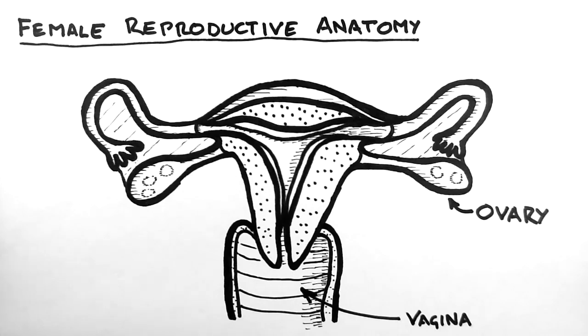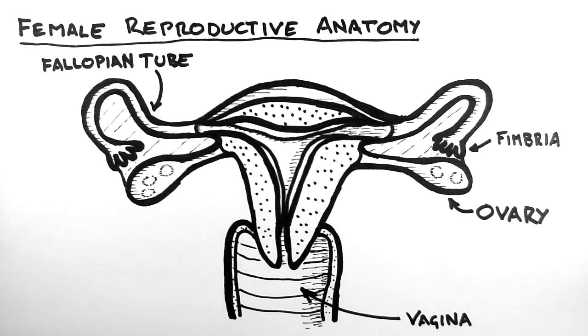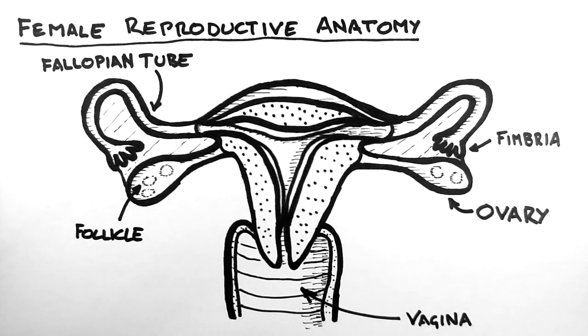Continuous with the uterus are two fallopian tubes. These are the passages by which eggs from the ovaries reach the uterus. And at the end of each fallopian tube are a series of finger-like structures called fimbria. Their job is to catch the egg from the ovaries when it's released. Inside the ovaries are a series of follicles. These are developing eggs and the supporting cells, all in various stages of development.